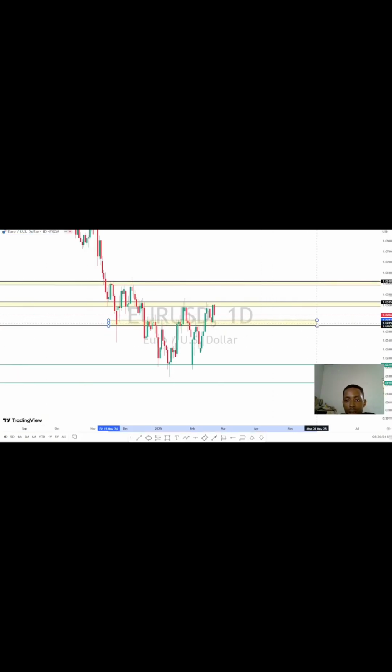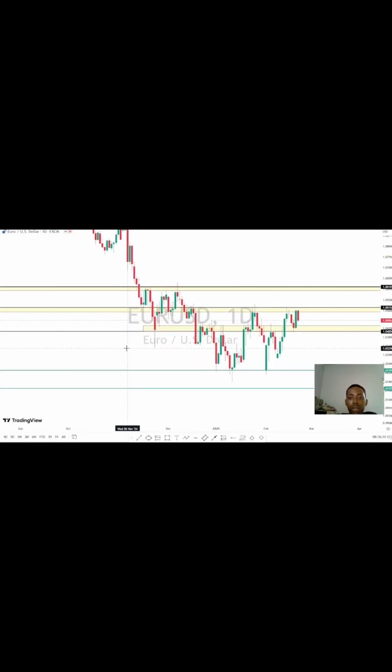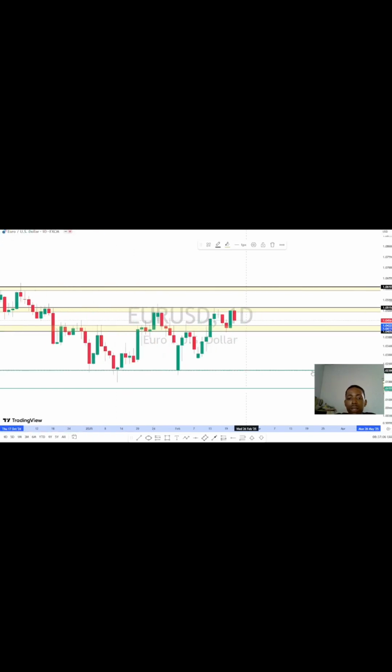You know, sometimes there are some zones that are much bigger than the other ones. It depends on the market reaction on that level. So there are some zones that are tiny, there are some that are bigger.